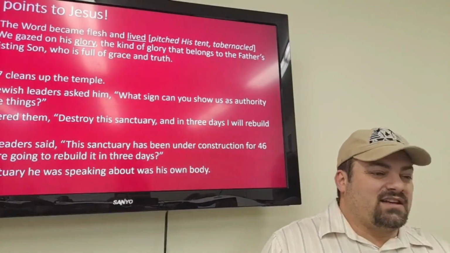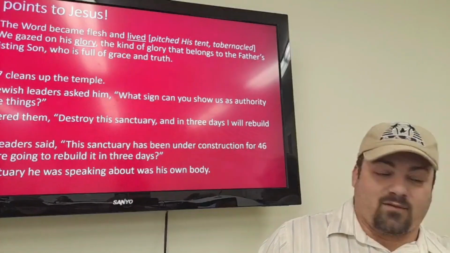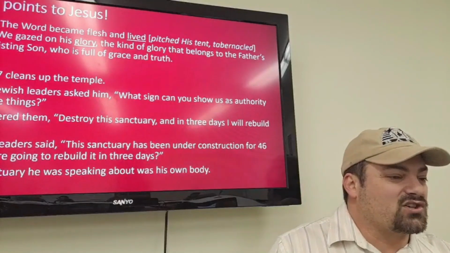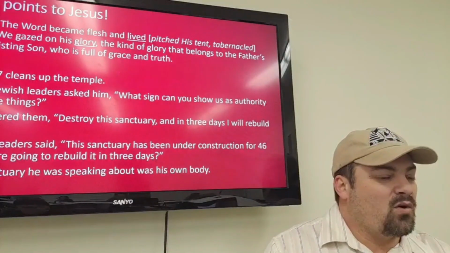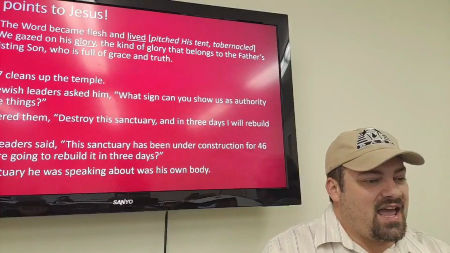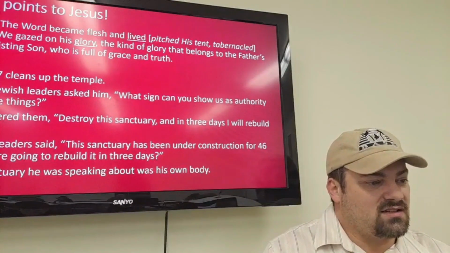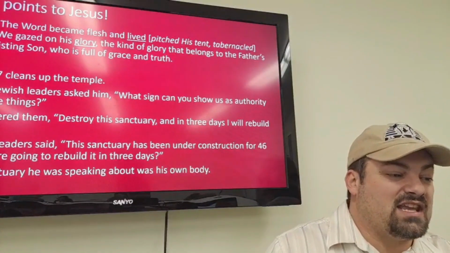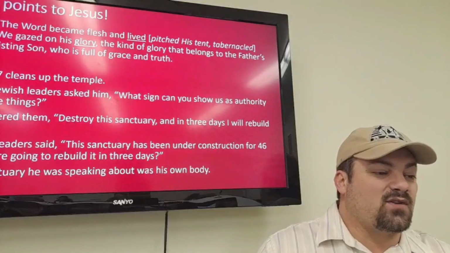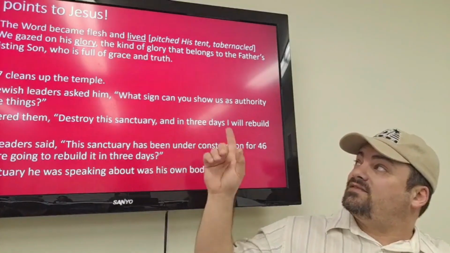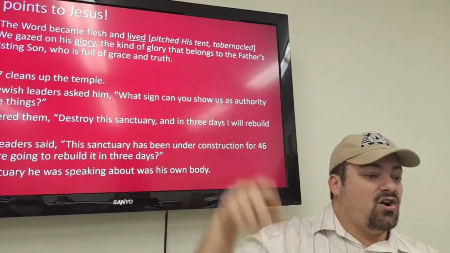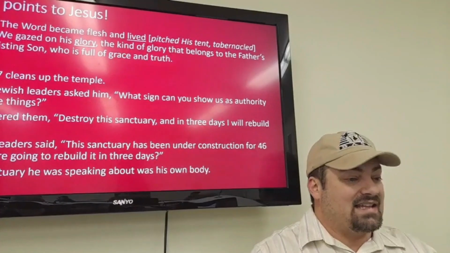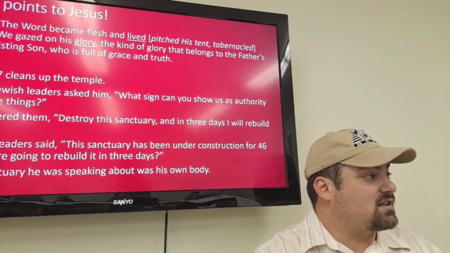John chapter 1, verse 14. The Word became flesh and lived among us. We gazed on his glory, the kind of glory that belongs to the Father's uniquely existing Son, who is full of grace and truth. That word lived that we have here, or it's tabernacled in some translations, it literally means pitched his tent.